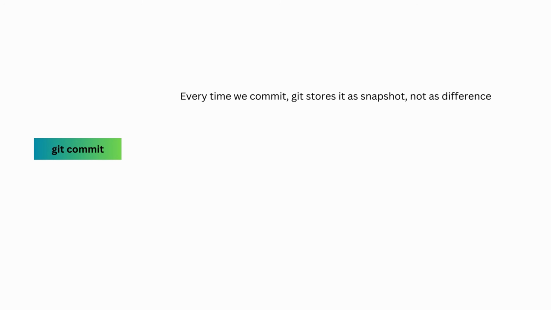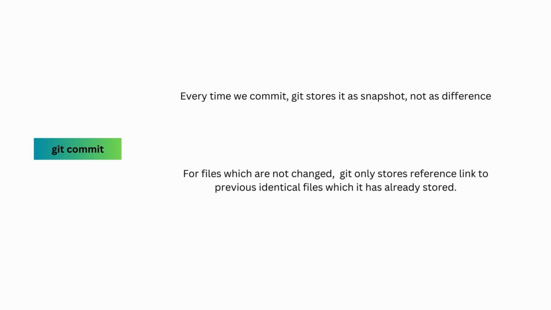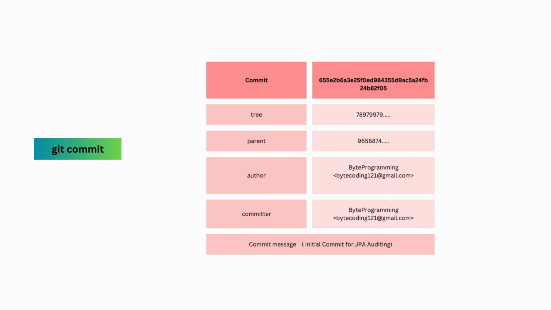Each time we do a commit, Git stores it as a snapshot, not as a difference. For files which are not changed, Git only stores a reference link to previous identical files which it has already stored. A commit has the following structure. Commit: 40 character checksum SHA1 hash. Tree: reference to the top level tree, a snapshot of the project at any moment. Parent: any parent commit that the existing commit will hold. Author: who has committed the changes. Committer: who has committed the changes. Commit message: initial commit for JPA auditing.